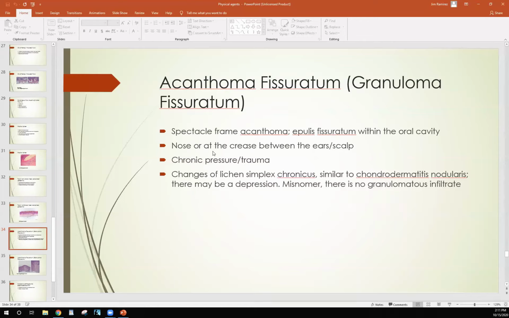Because of where the glasses go, you either get it at the nose or at the crease between the ears and the scalp. And as I said, with chronic pressure or trauma, it's basically changes of lichen simplex chronicus, but you may have a small area of depression as well. And there's no granulomatous infiltrate. It is a misnomer in that sense.